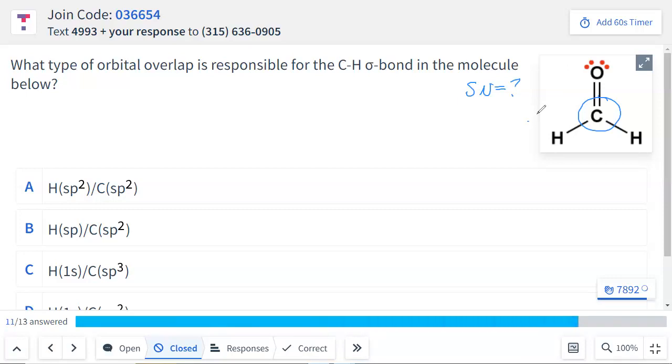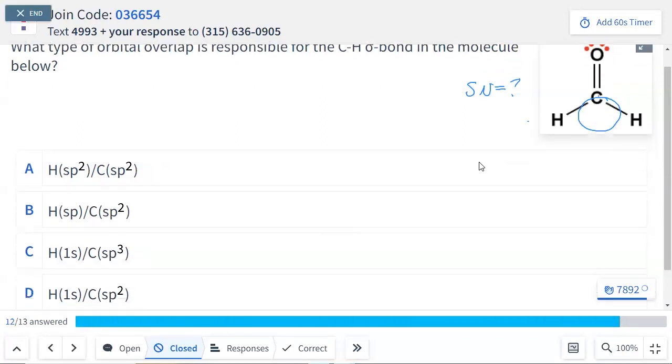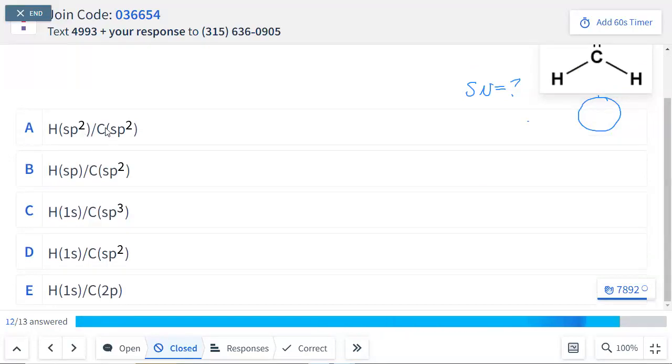All right, with this one, so again, we know that the sigma bond is going to be between whatever the hybrid orbital is for carbon and whatever the hybrid orbital is for hydrogen. Only problem is hydrogen doesn't hybridize because it doesn't have anything to hybridize with. So we know hydrogen's contribution to this bond is going to be the s orbital that it has, which is the 1s. So automatically, just based off of that, I could eliminate A and B because hydrogen could not possibly hybridize.